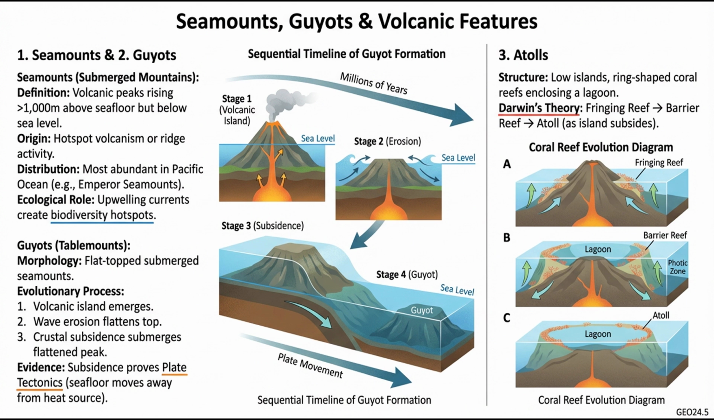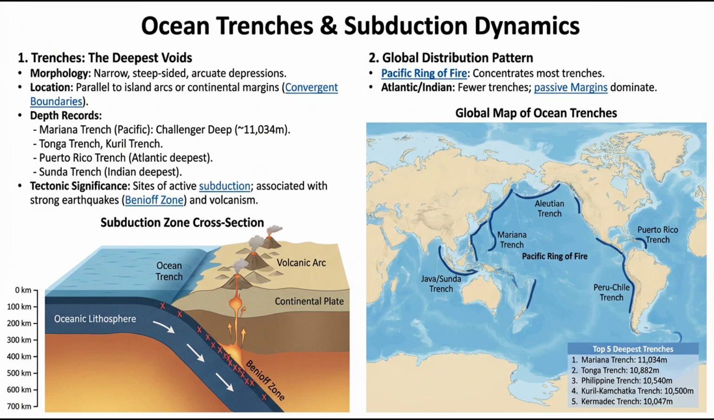The diagram shows this evolution clearly. Stage A, fringing, to Stage B, barrier, to Stage C, atoll. Without the sinking of the crust, you wouldn't get this sequence. Everything is linked. The plate moves, the volcano sinks, the coral grows up. Simple, right? From the mountains, we go to the deepest voids, the ocean trenches. These are the deepest parts of the ocean, often exceeding 10,000 meters. The Mariana Trench, for instance, is deeper than Mount Everest is tall.